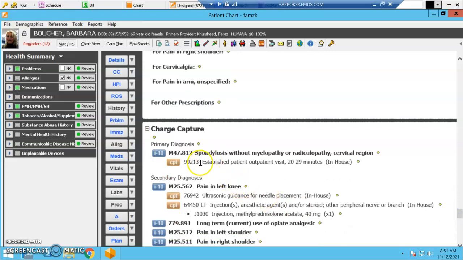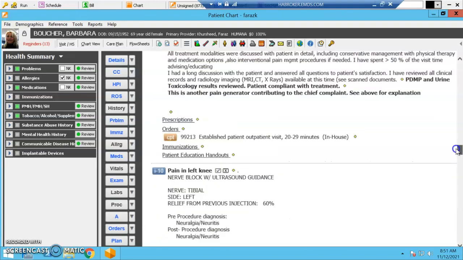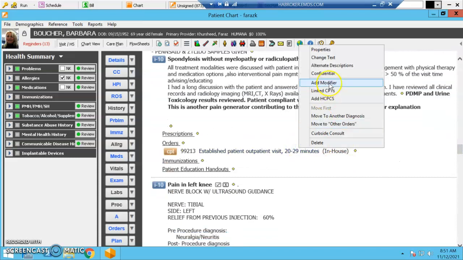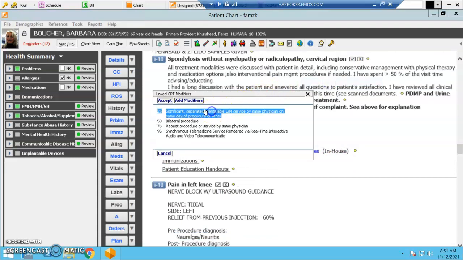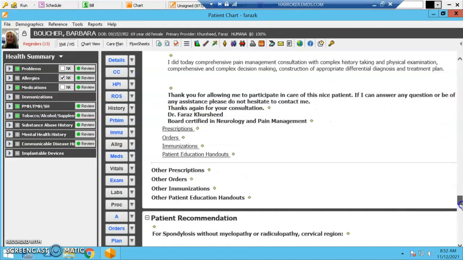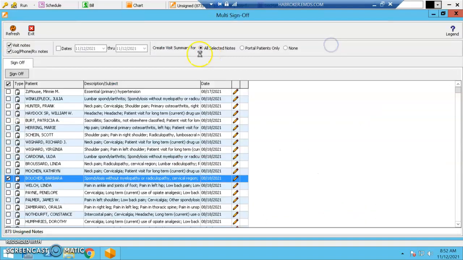We are missing modifier 25. Modifier 25 is important because if you don't use it, then the coding algorithm just stops there and does not go down to look for more codes. Modifier 25 means that there are some other things which are also done. So now it looks good. Move on to the next patient.